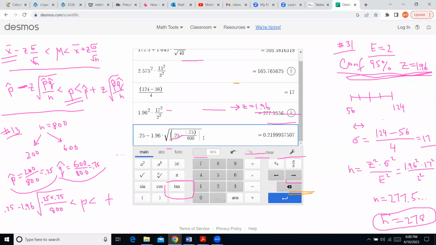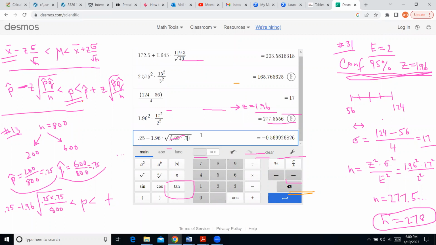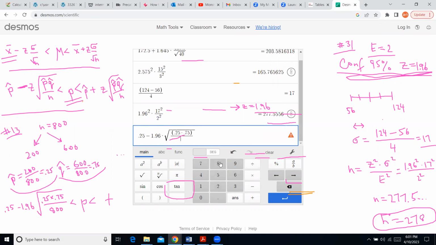I just need to re-enter it in order to do that. Okay, 75. Just to show you that it doesn't really matter. Divide by 800, so it's still going to be that same 0.2199. So the message is, it doesn't matter. Okay.